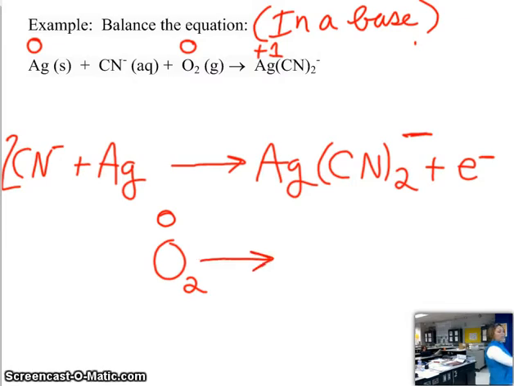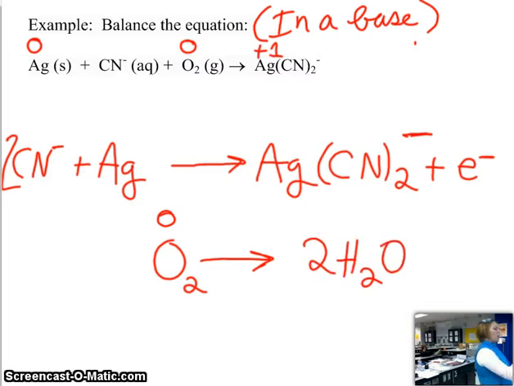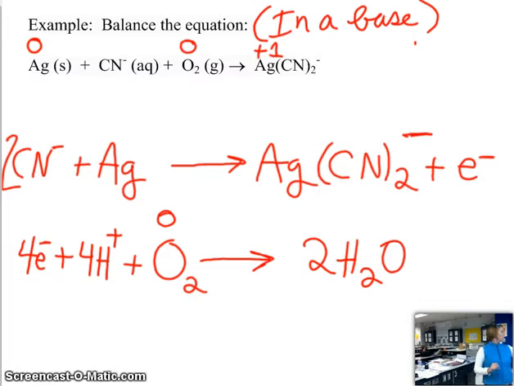So balance oxygen using water. Add your 2 waters over here. Balance hydrogens using the hydrogen ion. 4 H pluses over here. Balance charge using electrons. This one's not bad because the only thing here that has a charge are the hydrogen ions. So we will add 4 electrons to this side. Make sure the electrons lost equal the electrons gained.